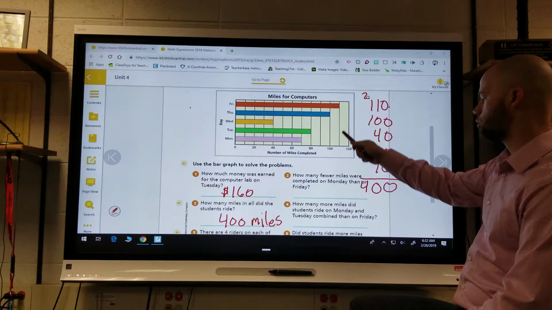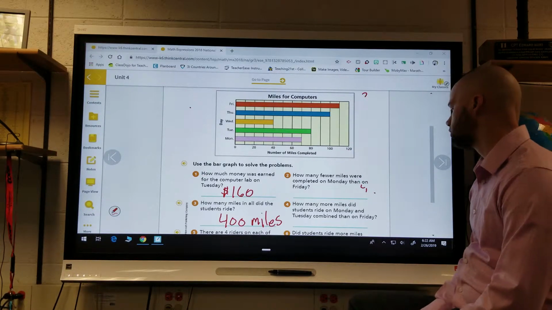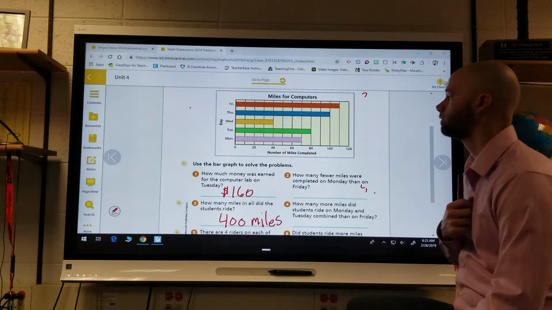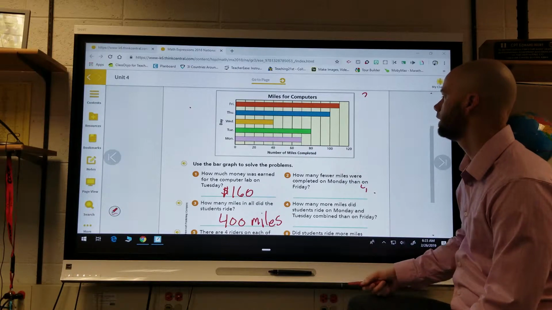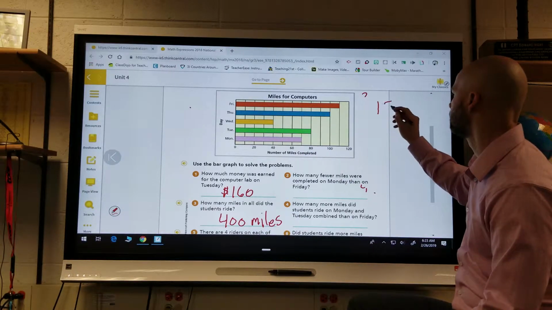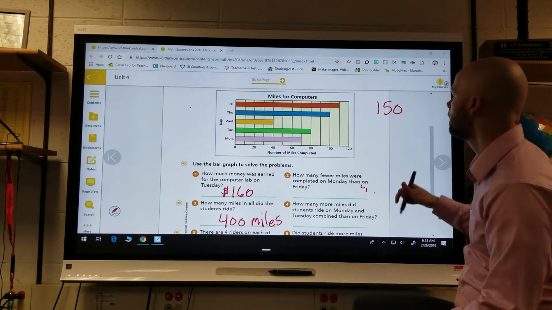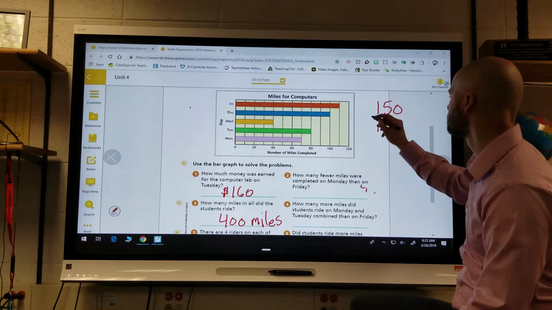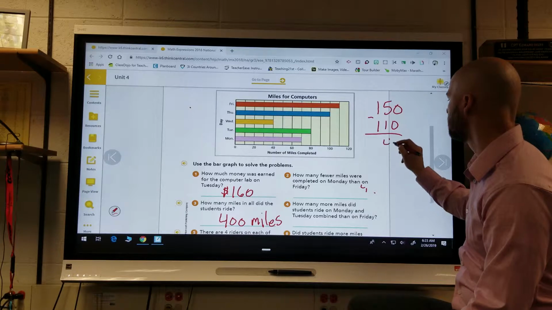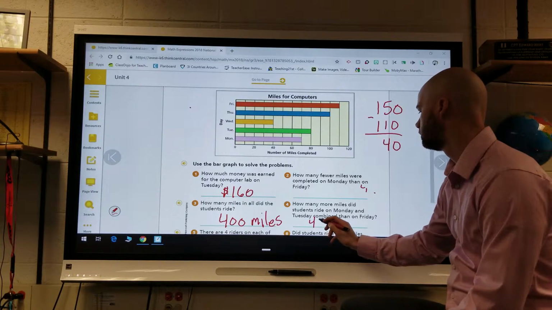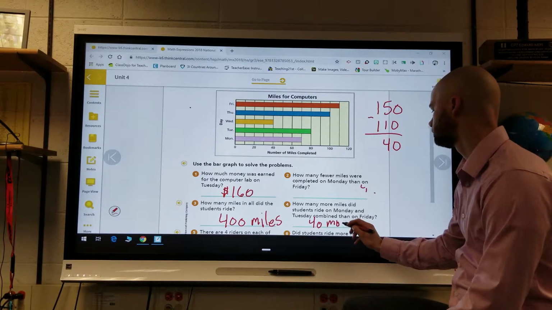Number 4, how many more miles did students ride on Monday and Tuesday combined than on Friday? Okay, so you have to combine Monday and Tuesday. So 70 and 80, that's 150 miles. So that's more miles than they rode on Friday, which is 110. So subtract those, and you get 40 more miles.